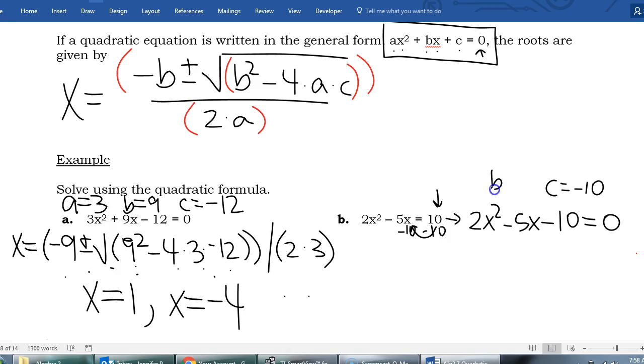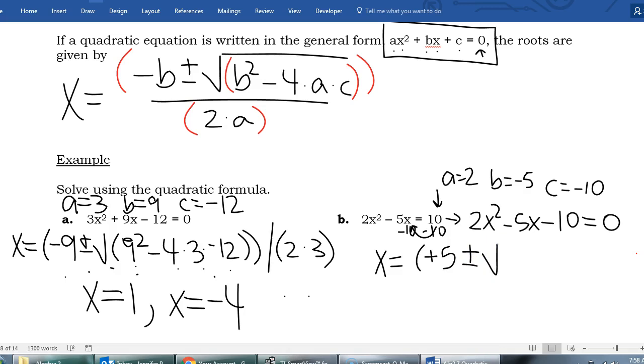So I'm going to finish writing these out. B is negative 5 and a is 2. So let's do some subbing. X is negative 5, so a negative negative is a positive. That first term should always be the opposite of the given b. Plus or minus the square root of negative 5 squared.